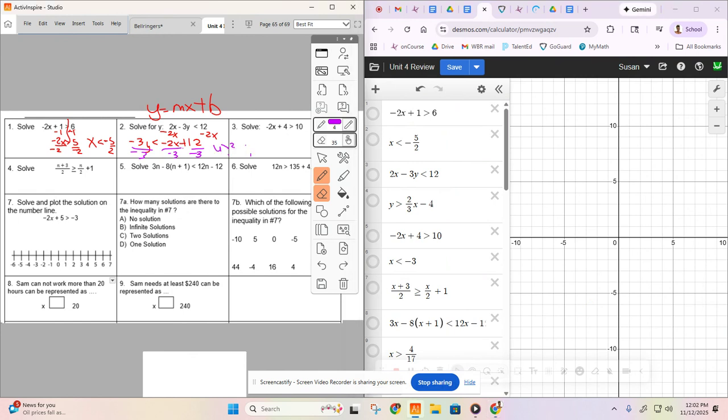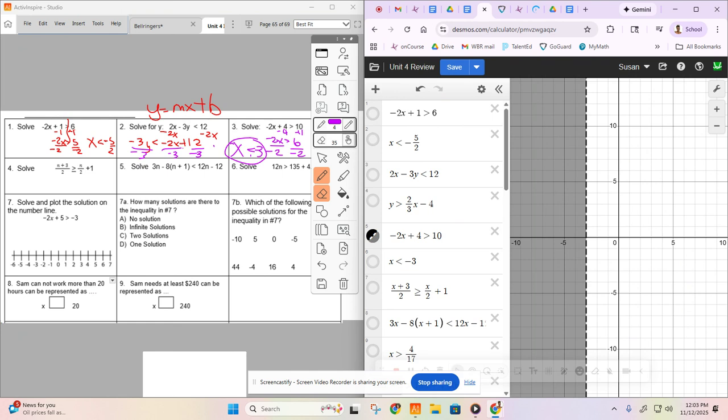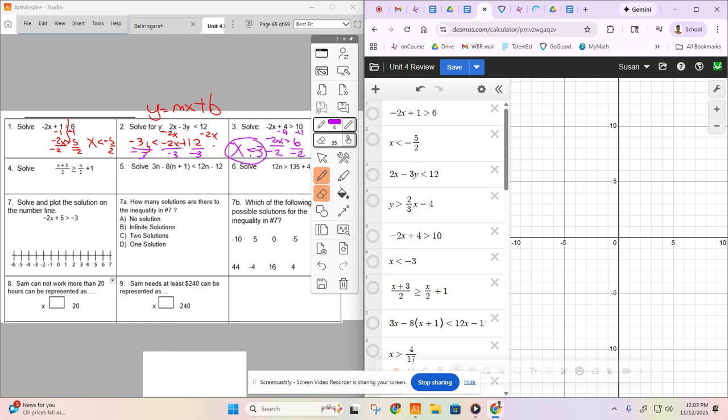On the next one, I'm trying to get this x alone. I'm going to subtract a 4 on both sides. -2x is greater than 6. Divide both sides by -2, which makes me reverse the inequality. I get x is less than -3 for my answer. Put in the original inequality that they gave us. Check your solution. They should match.